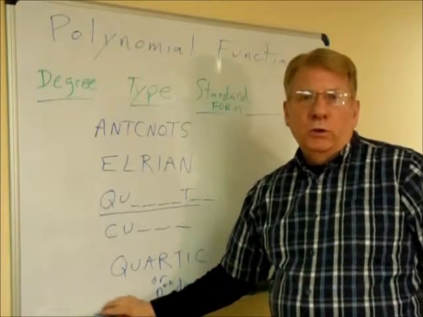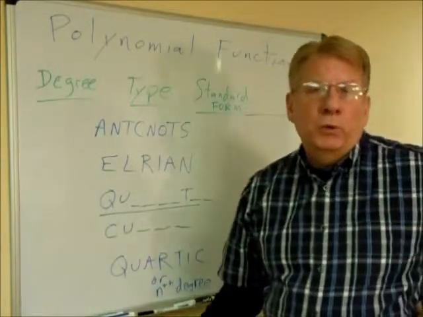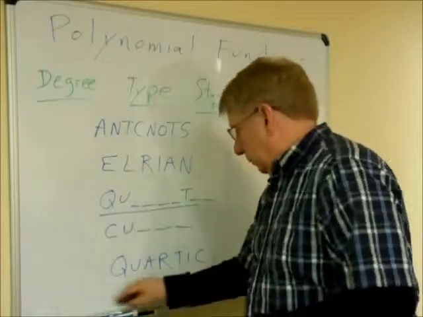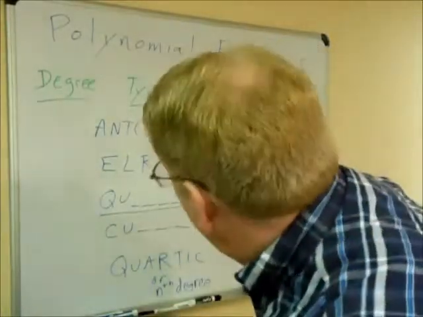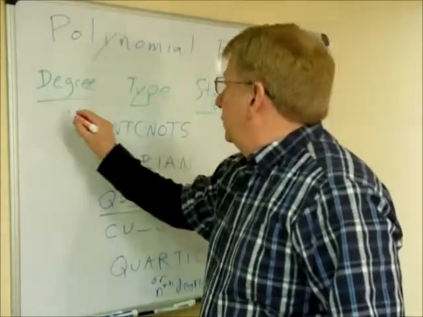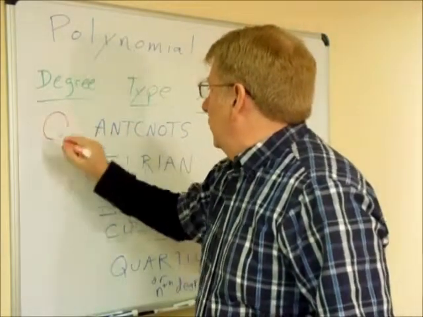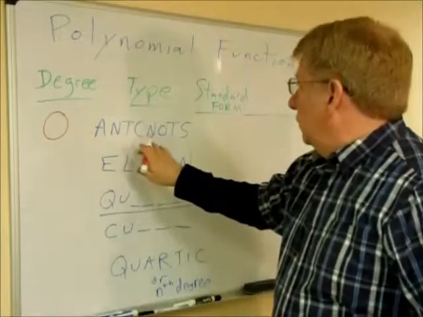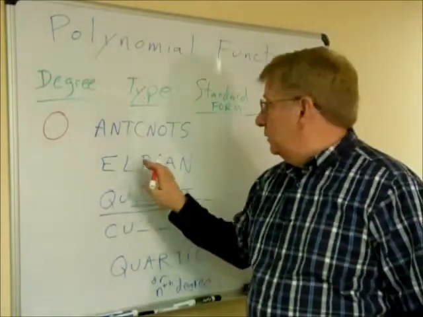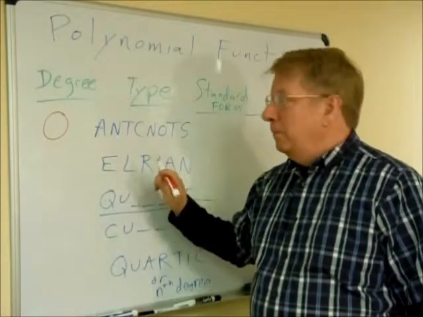Hello, in this video we're going to look at classifying polynomials by degree and type. And for that we've got a little challenge for you. First, if it's to the 0 degree, then what type is it? And we've got the word scrambled up. Can you figure out what the type is for this?